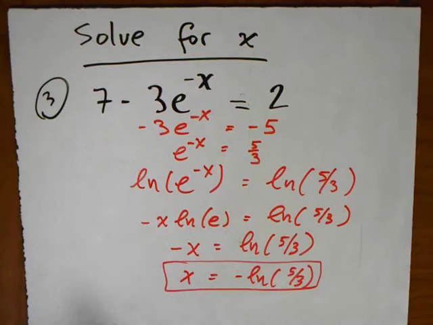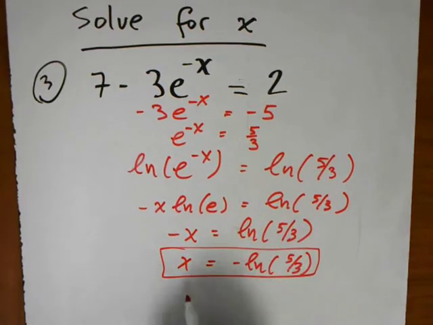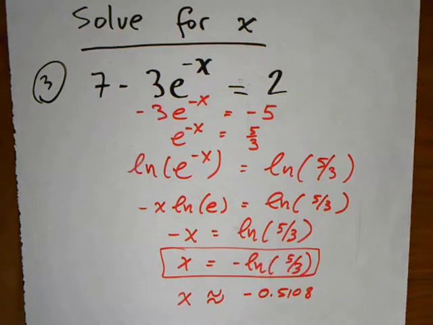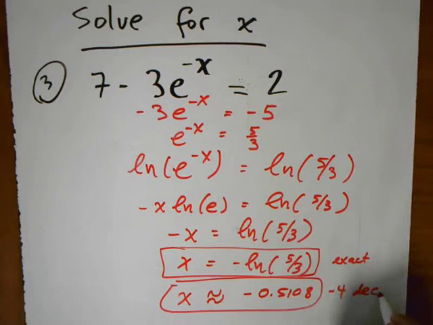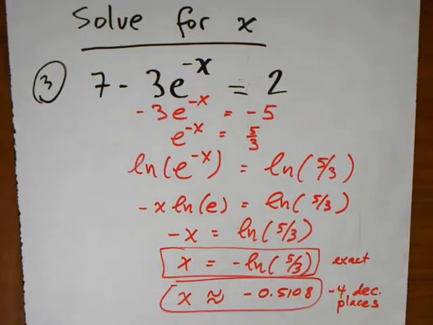If I wanted to round, I can type this into a calculator and I'll get x is approximately equal to negative 0.5108. So the first expression is the exact value, and the next one is to 4 decimal places. And there you have it, solving algebraically for an exponent when the exponent is the variable.